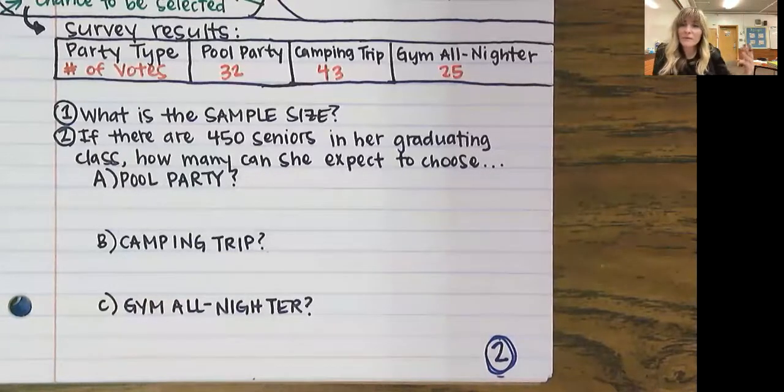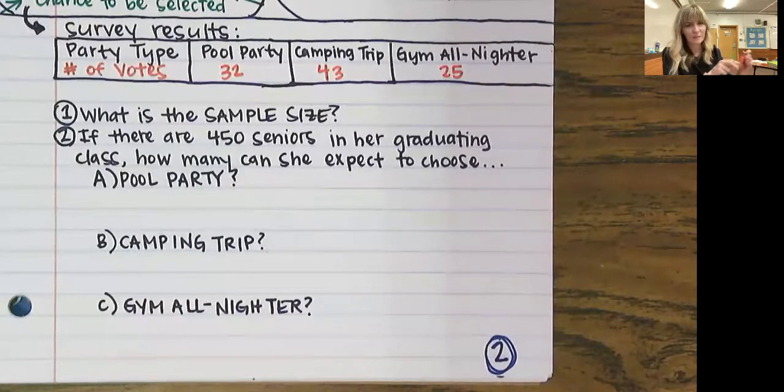But this is the beauty of getting a sample and getting data from a sample: we then use the sample to make predictions about the entire population. Even though we didn't ask the entire population because that sounded like too much work, we can use it to make predictions. All right, so let's give this a try.